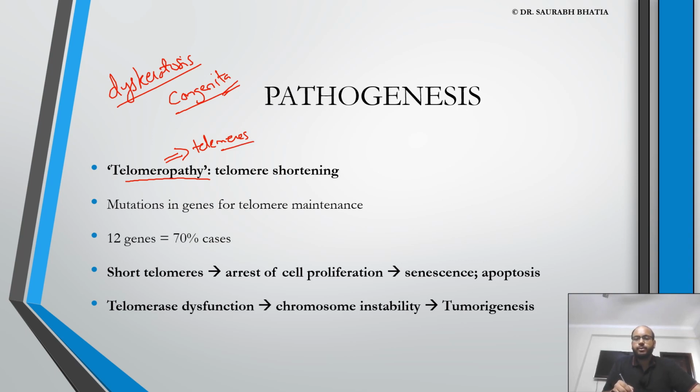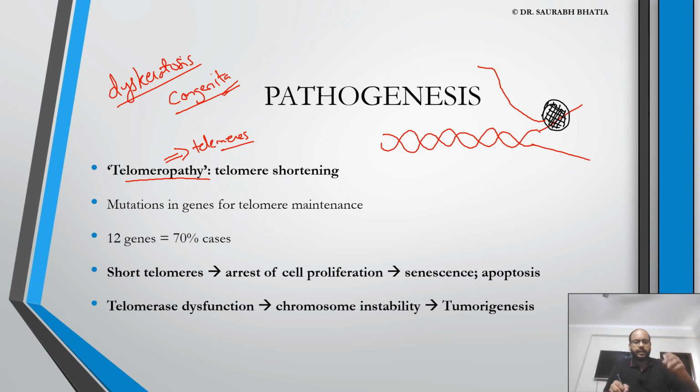Now, what exactly are telomeres? Let's imagine this to be a double-stranded DNA. When a DNA is being replicated, let's say this is the replication fork. In the replication fork, you have the replisome, which is just a collection of proteins responsible for replication of DNA, and it is creating another strand. This is just a schematic diagram. We will not go into details. That is beyond the scope of this lecture.